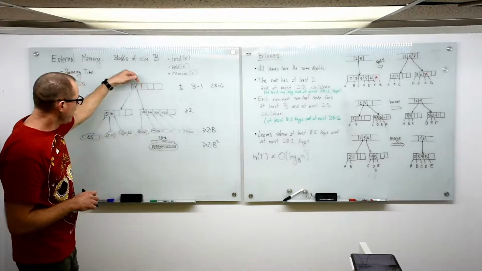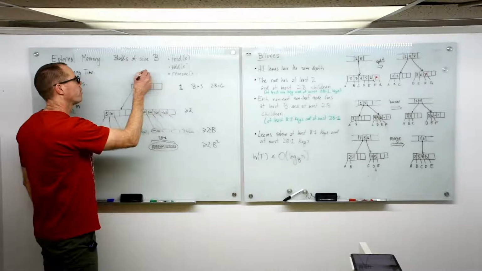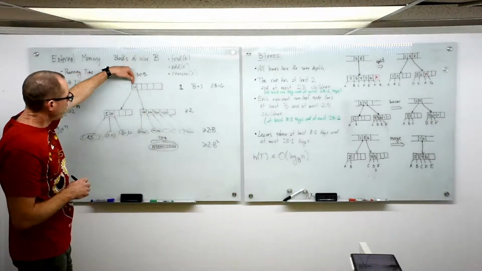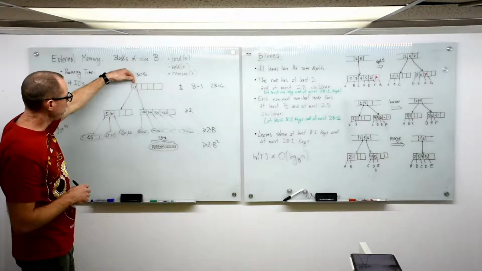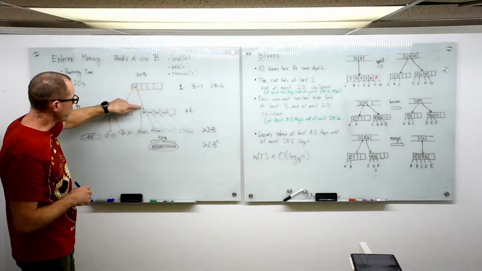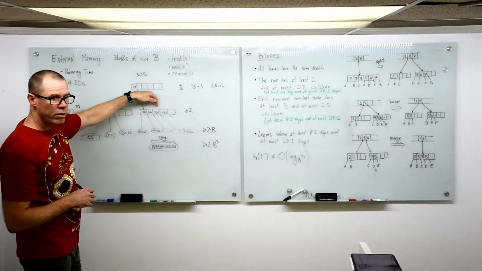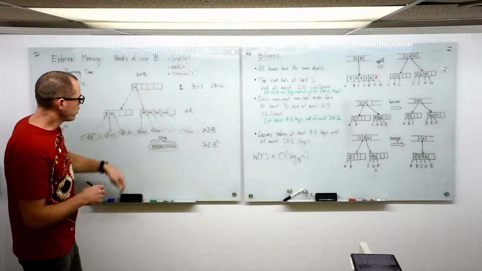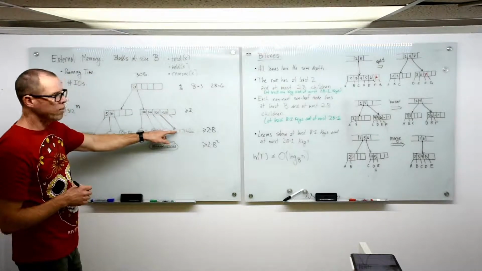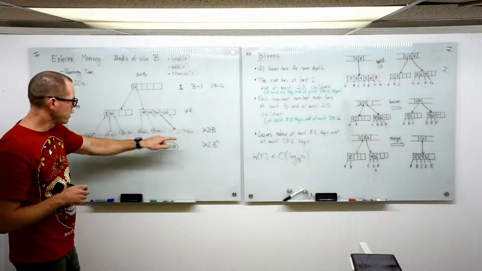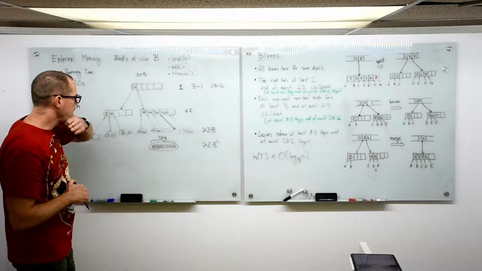So for instance, if I was searching for 305, from here, 305 is bigger than the only key here, so it should go to the right child. Here, 305 is between 300 and 400, so it should go to this child, and then I have to look in this node to see if 305 is in there.